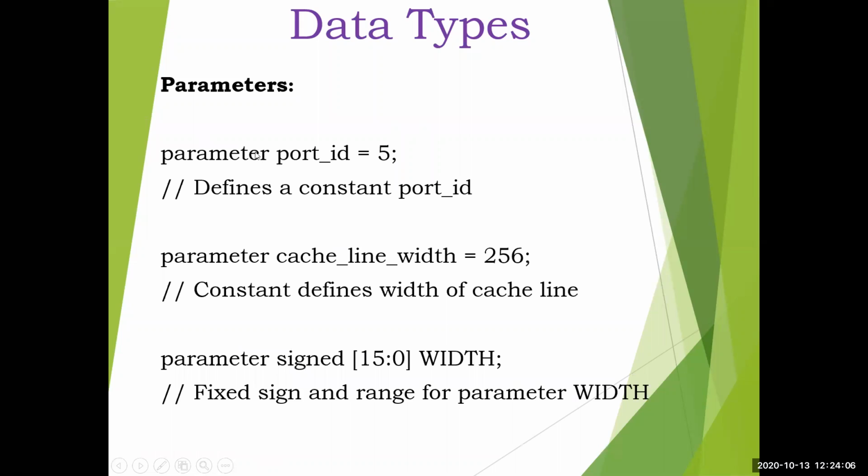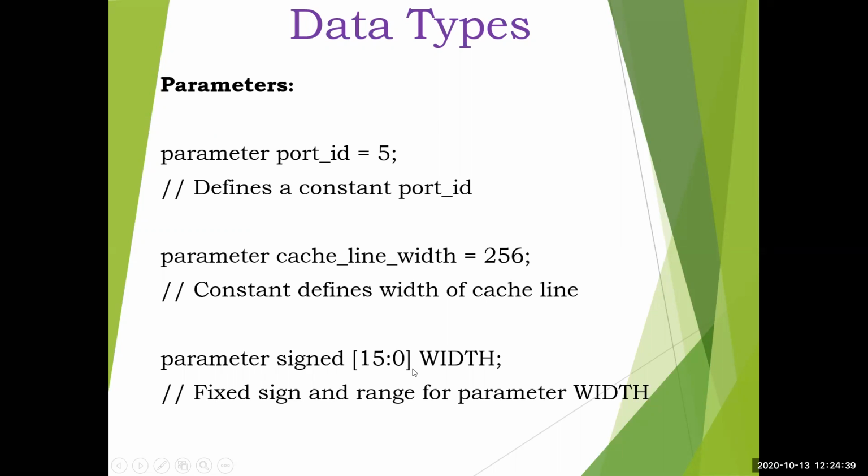We'll see an example. Here we write the module name and the argument list. Immediately after that we need to write the parameter. After that we do the input and output declarations, everything in programming. How do we write that? Parameter is the keyword, port_id is the variable which is equal to 5. This is a constant; it cannot be used as a variable. You cannot change this value, it is a constant. Parameter cache_line_width = 256: parameter is the keyword, and this is the variable initialized to the constant value 256.